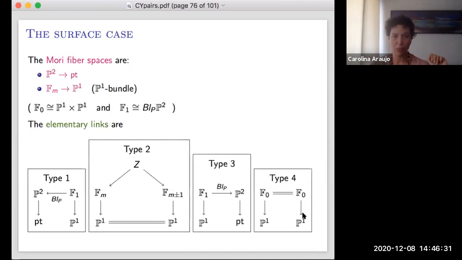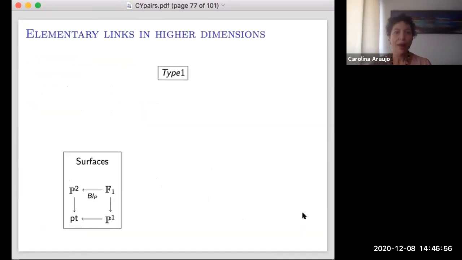A link of type 3 is just the inverse of a link of type 1, and a link of type 4 is a very special one in this case, which is the case where you have F0, so this is P1 cross P1. What this link does is just change the factor that you were looking at. So this would be just the involution exchanging the factors. Again, this is coming from the minimal model program.